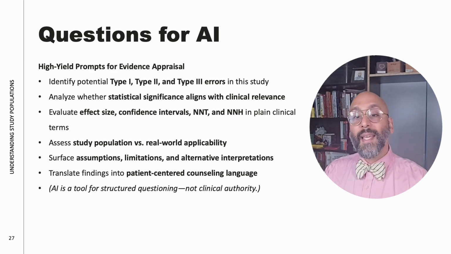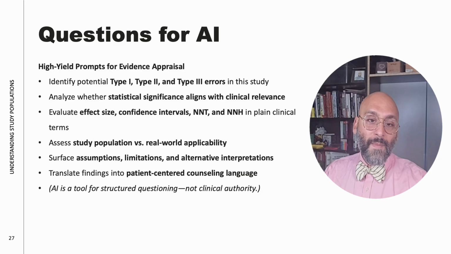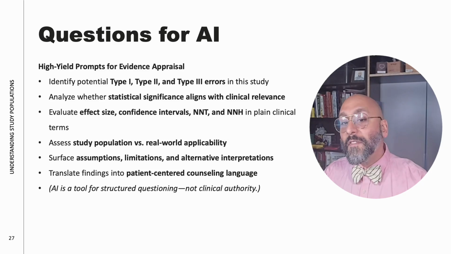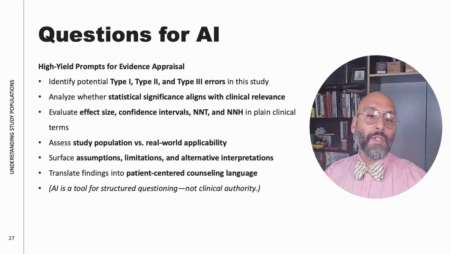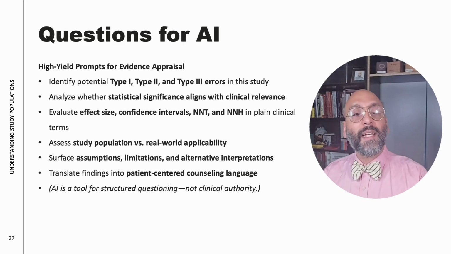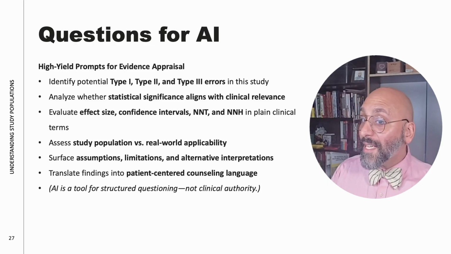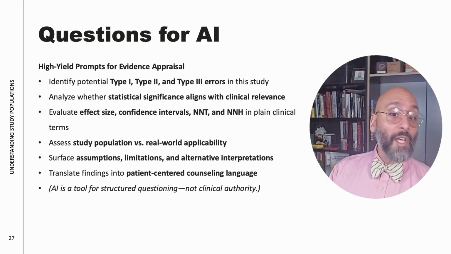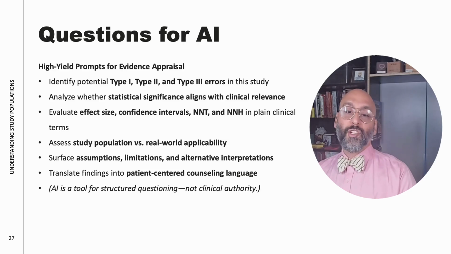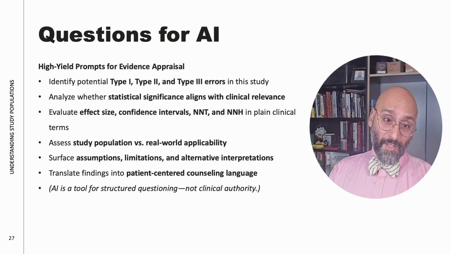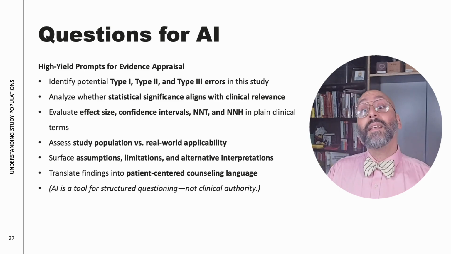So instead of asking, is this drug effective, ask: where might this study be vulnerable to type 1, type 2, and type 3 error? Does the effect size justify clinical use given the adverse effect profile? What assumptions does this study make about patient selection and adherence? How would these findings change or not change care for a treatment-resistant patient? You see what's happening here? You're not asking AI for conclusions. You're asking it to stress test the evidence.